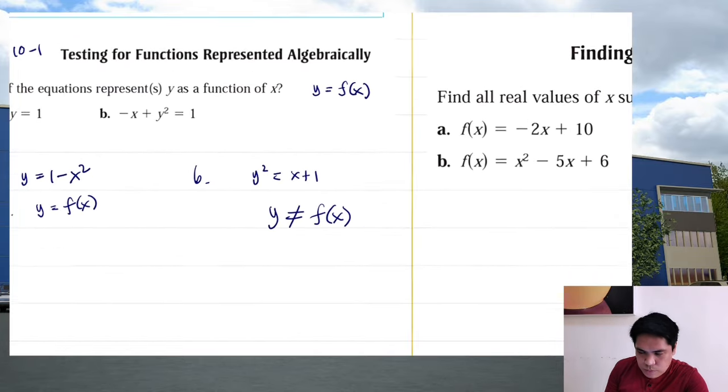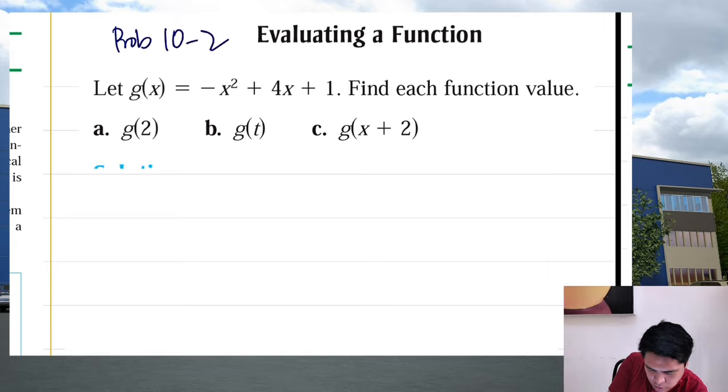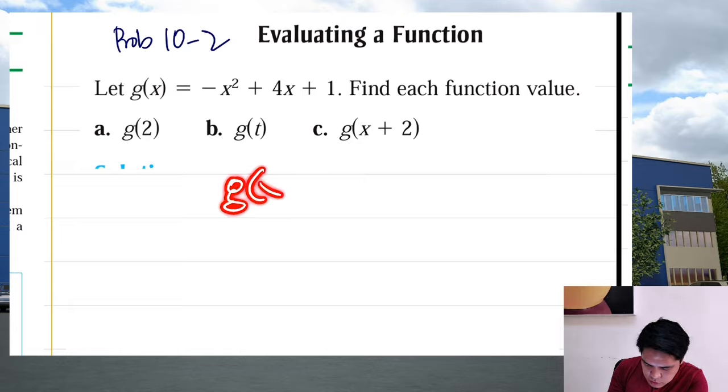Anyway, after discussing polynomial functions, we will be dealing with graphing functions. So, let's look at problem 10-2, evaluating a function. Let g of x be equal to this function and find each function value. Evaluating a function is simply substituting. If you notice, our function is g of x, and if we evaluate this, that would mean we replace x with 2. That's all we do to the whole function.